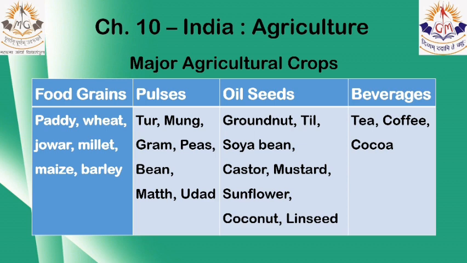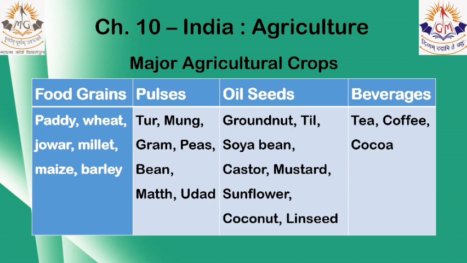Then we come to pulses, जिससे हम दाल बनाते हैं. तूर दाल, मूंग दाल, gram, that is चना, peas, that is मटर, bean, that is राजमा, etc. जो राजमा, वाल, जो अलग अलग टाइप के बीन्स आते हैं. मठ, उड़द, these are the different pulses जिससे हम दाल बनाते हैं, जिसको गुजराती में कठोल बोलते हैं. So that is pulses. Then we come to oilseeds.